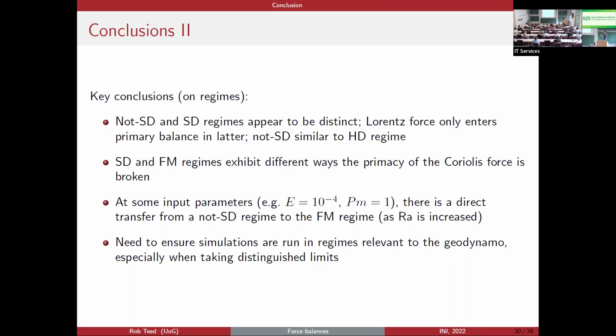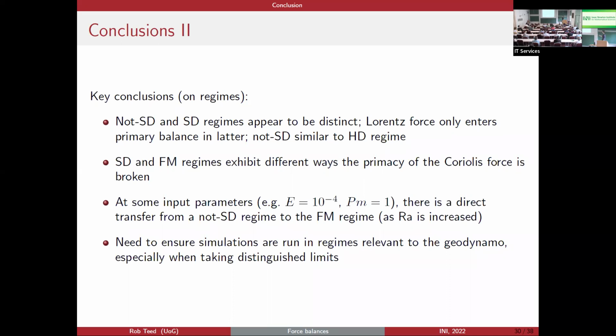It goes directly to the multipolar regime. You never get this strong field dynamo, so you never get the Mach balance at some parameters. So I guess another takeaway message for people that are running simulations and trying to push Ekman number down is make sure you start in the correct regime that has a Mach balance in it.